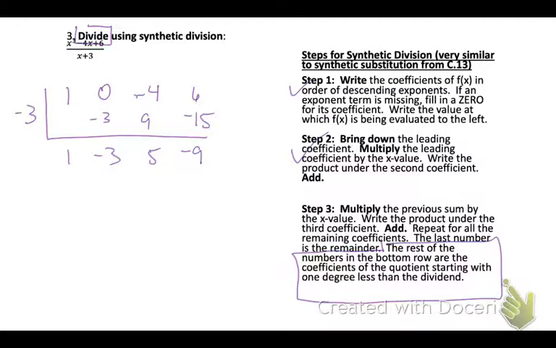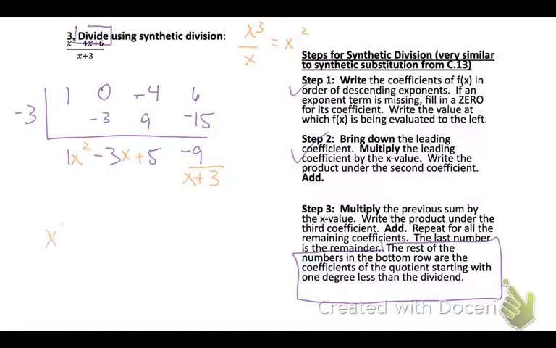And now we're going to write our quotient by putting in our variables. So x cubed divided by x to the first power is x squared. So we'll start with our x squared term. So 1x squared minus 3x plus 5, and then minus 9 over x plus 3.